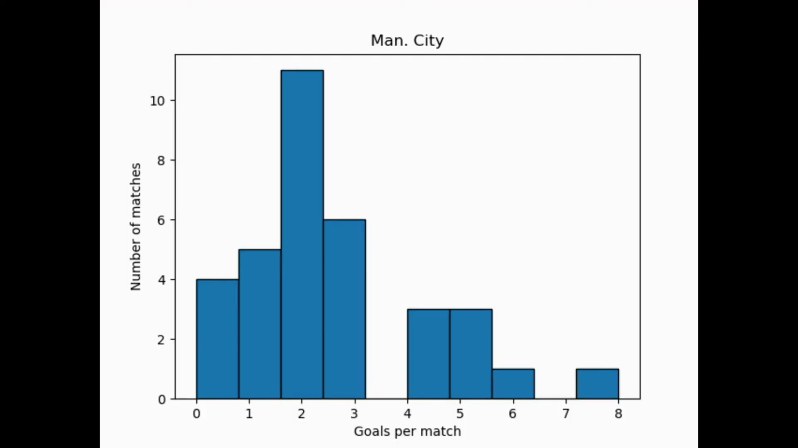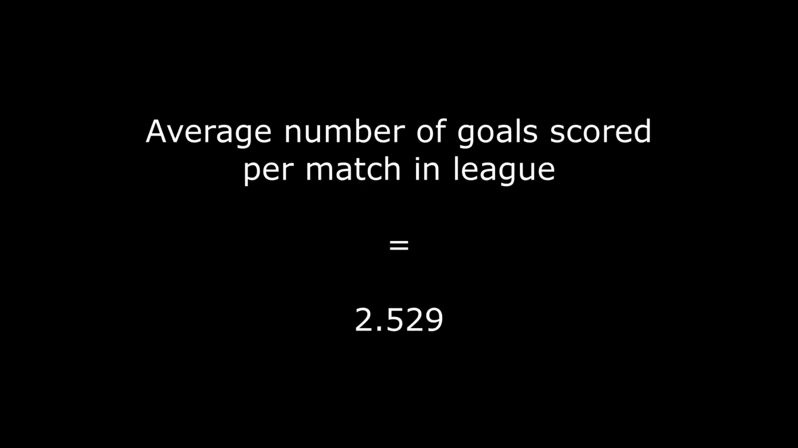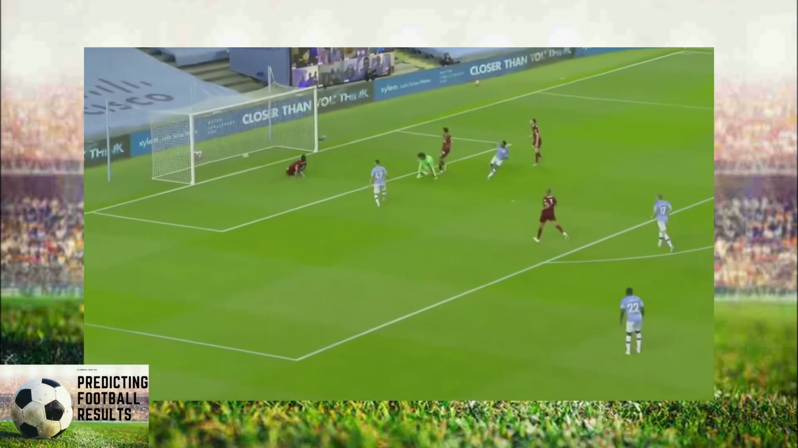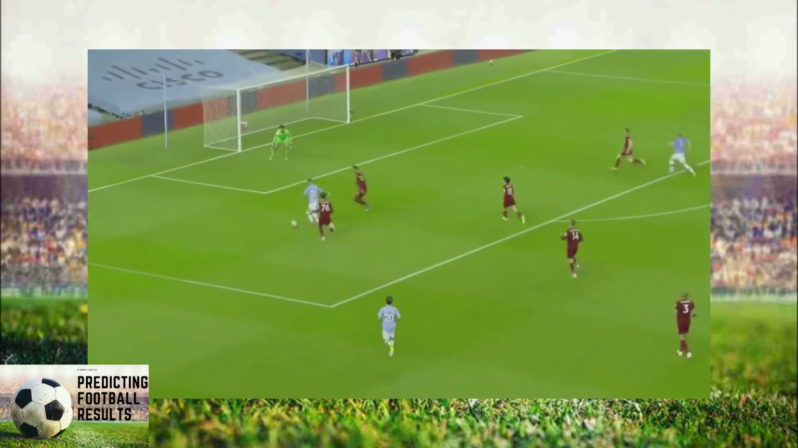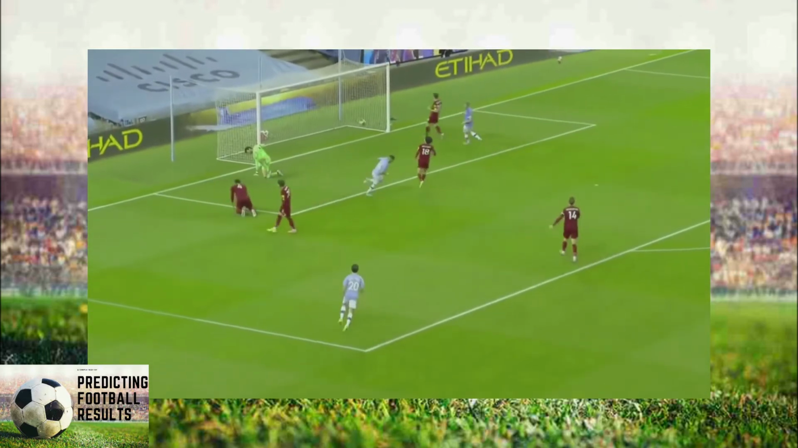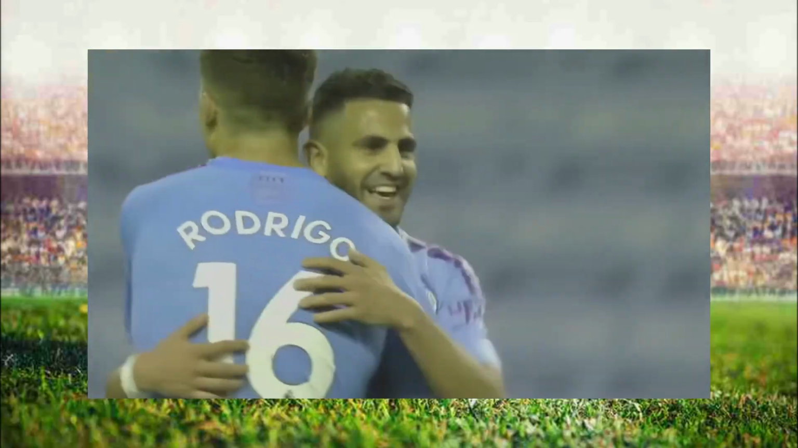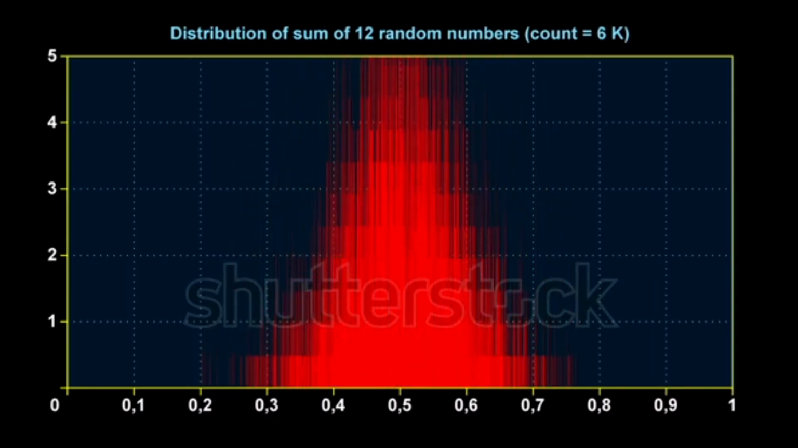Take a look at this graph. It characterizes the number of goals per match that Manchester City have scored in the league this season. And we can use this data to calculate the average number of goals that they've scored. Now, I don't recall Manchester City scoring 2.529 goals in any match they've played. So clearly the number of goals they score per match has some sort of variability. And this variability is best captured using a probability distribution.